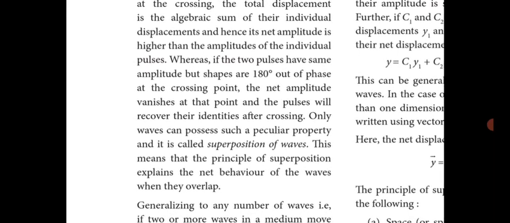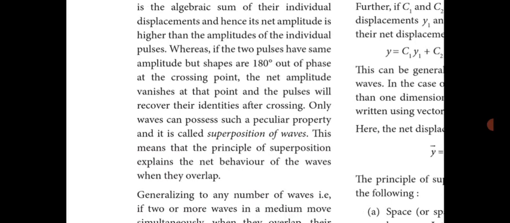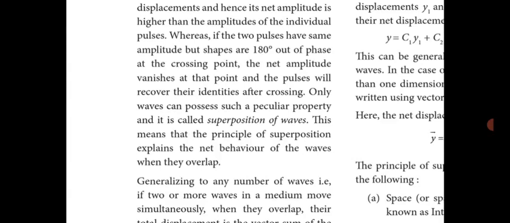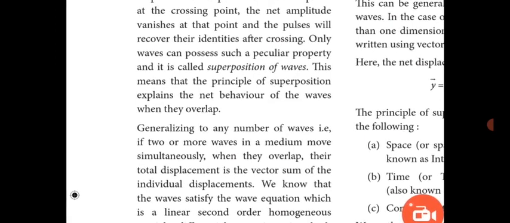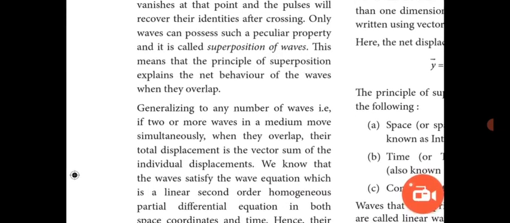And when two pulses have the same amplitude but the shapes are 180 degrees out of phase at the crossing point, the net amplitude vanishes at that point. The pulses recover their identities after the crossing. Waves can possess this peculiar property, which happens only for waves. Such behavior is called the superposition of waves. The principle of superposition explains the net behavior of waves when they overlap.